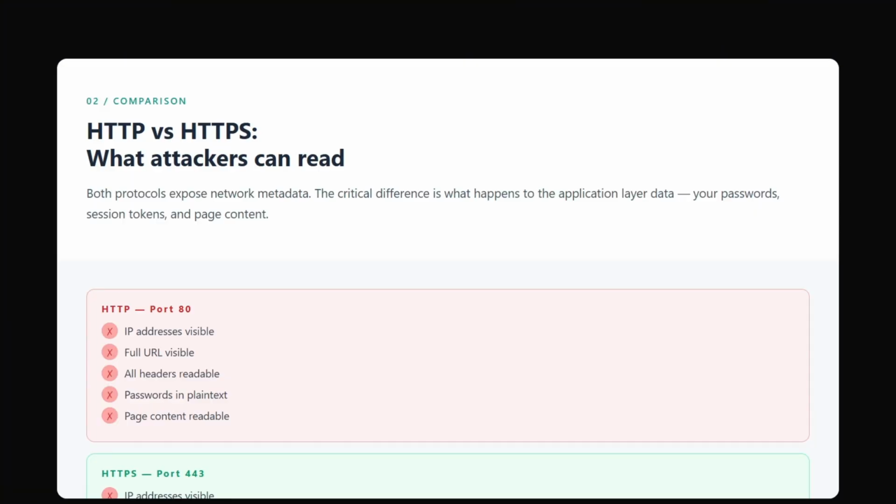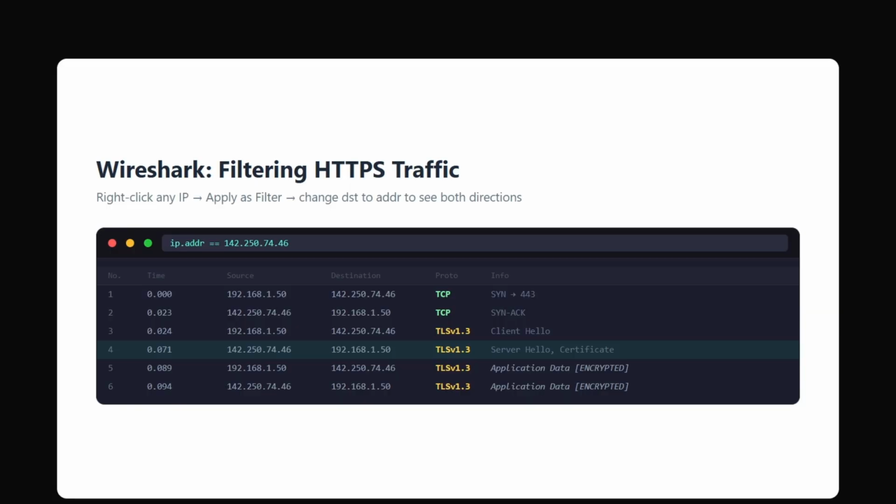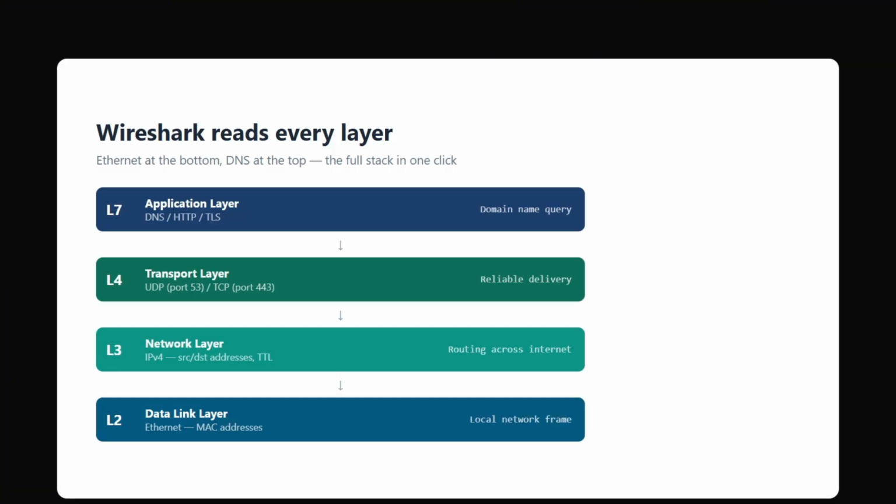Finally, let's take a close look at an IPv4 packet in Wireshark. This DNS query response is a perfect example. You can clearly see the version field. It's 4, confirming this is IPv4. The header length is 5 32-bit words, which means there's no options field. The total length of this packet is 96 bytes. You can see the source and destination IP addresses, the TTL field that controls how long the packet can travel across the network, and all the other fields we've discussed.